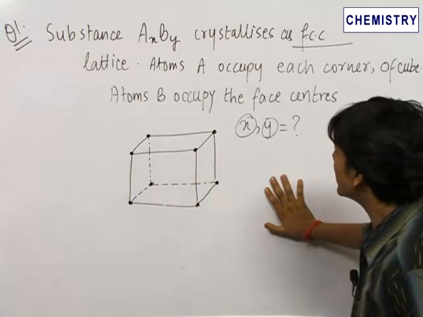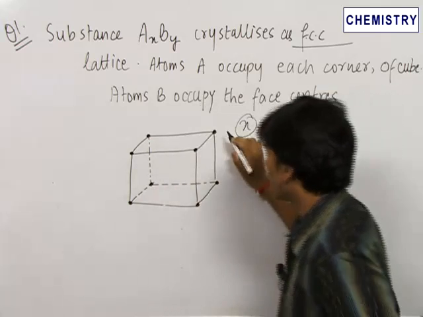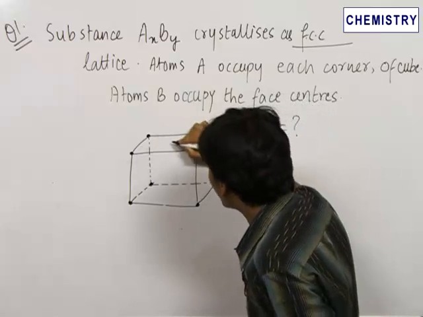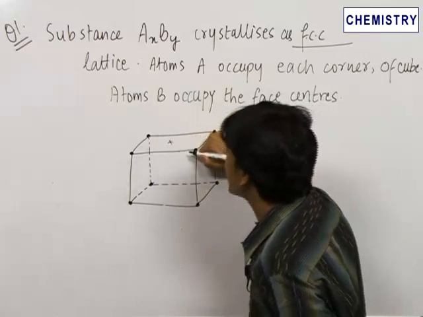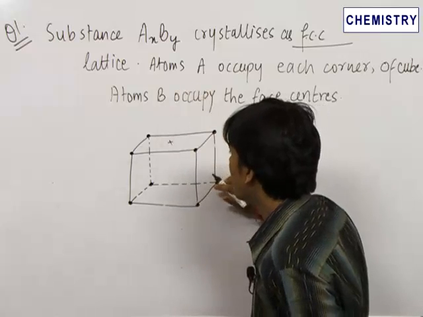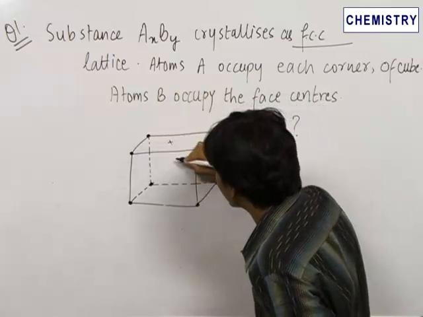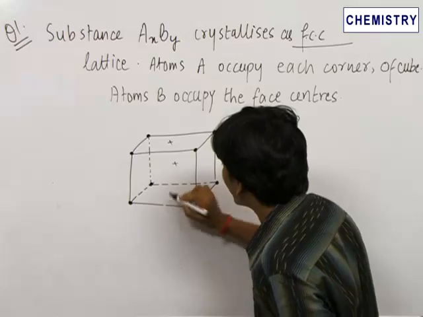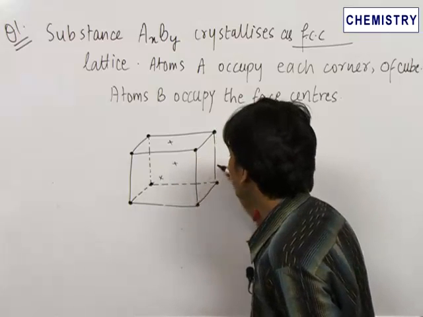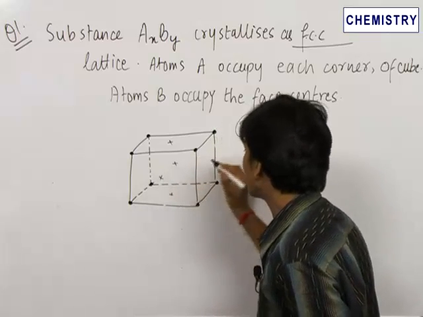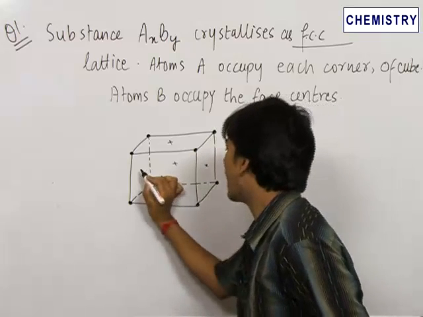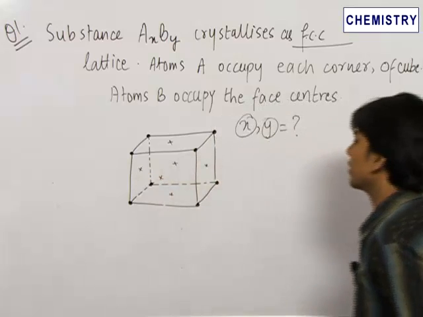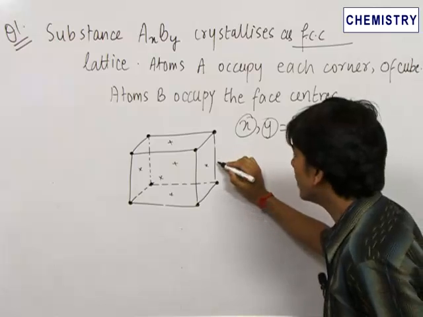Now atoms B occupy the face centers. We already know that face centered cubic has atoms over here. So this is the face center and this position is occupied by B. This is for the top face, this is for the back face, for the front face, for the bottom face, for the side face and another side face. So these are the 6 locations of atom B.